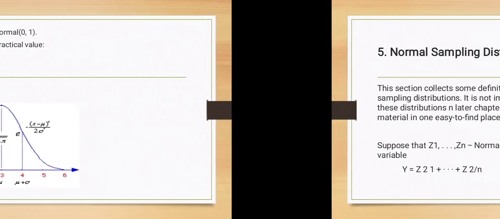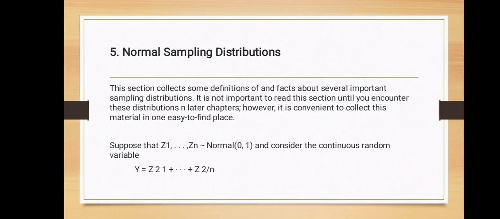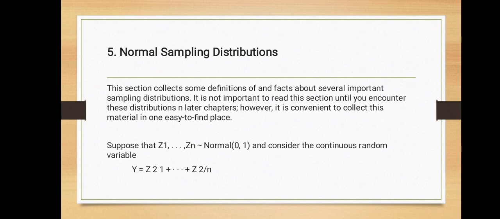And the last is normal sampling distributions. This section collects some definitions of and facts about several important sampling distributions. It is not important to read this section until you encounter these distributions in later chapters. However, it is convenient to collect this material in one easy-to-find place.